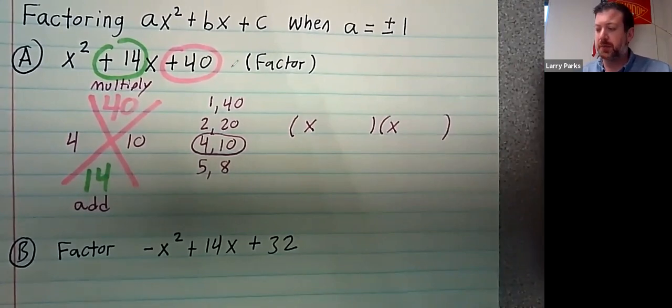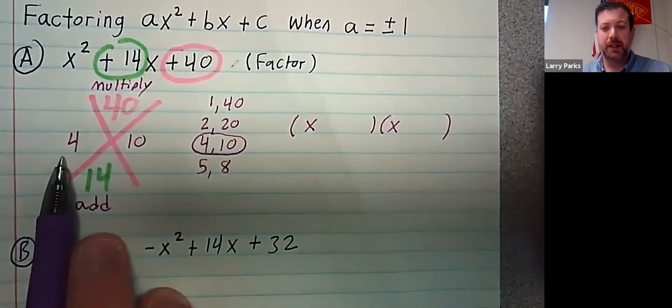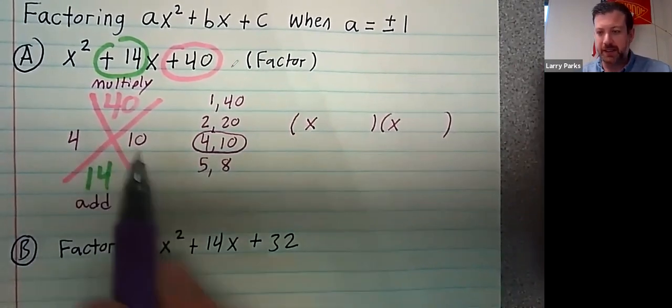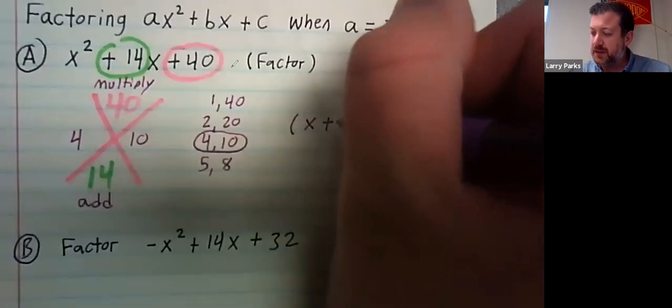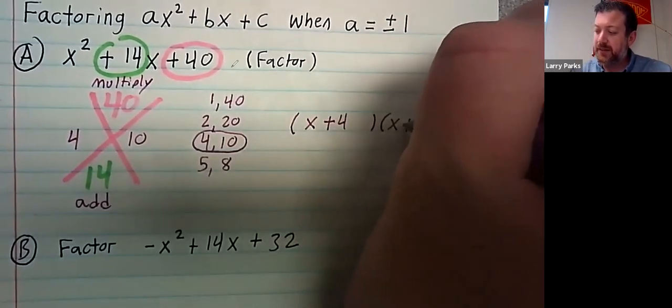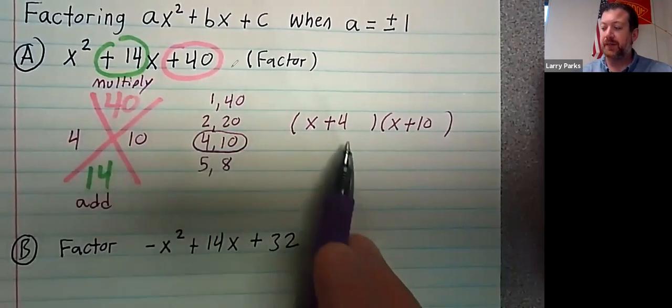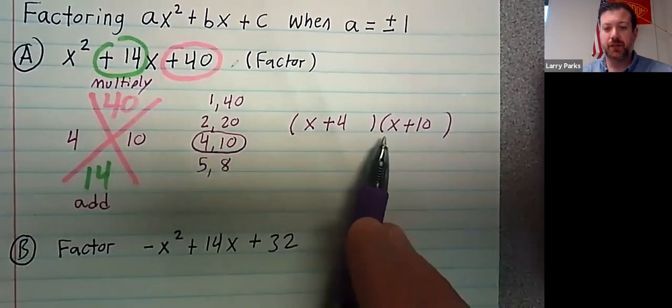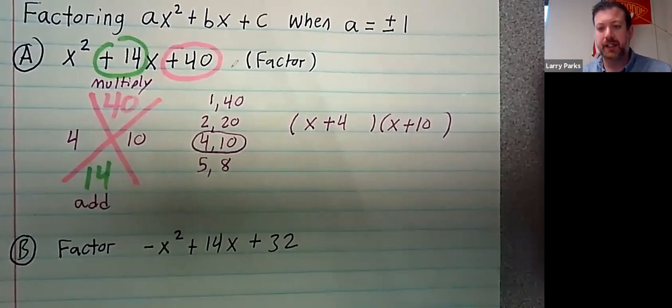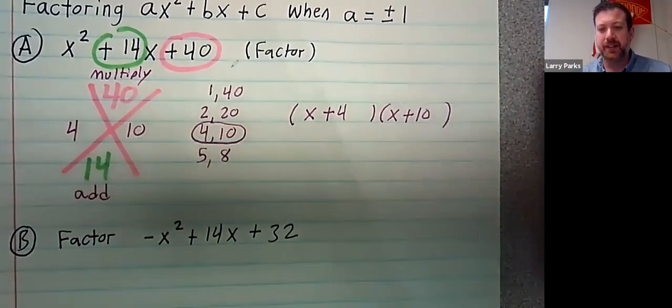And then we'll just put our numbers and keep the sign. This is positive, so it'll be x plus 4, x plus 10. Okay. So we're done. We took something to the second power and we made it into 2 first powers, what we call linear factors. Now, why would we care to factor?